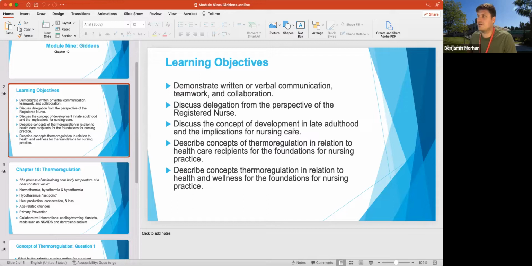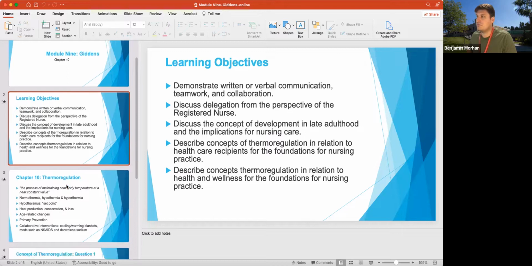discuss the concept of development, right? Because remember, we will talk about from beginning of life all the way to death throughout all the concepts. So be sure to apply that. And then you'll be able to describe concepts of thermoregulation as well.